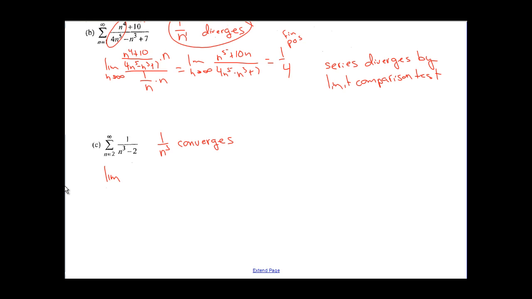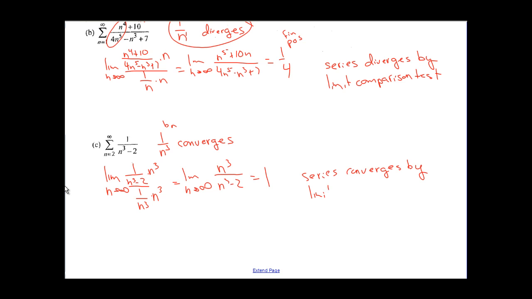We have the limit as n approaches infinity of 1 over n to the 3rd minus 2. There's the a sub n. Here's the b sub n that I chose, 1 over n to the 3rd. Multiply the top and bottom by n to the 3rd. We get the limit as n approaches infinity of n to the 3rd over n to the 3rd minus 2, which is 1. 1 is finite and positive. So our series converges by the limit comparison test.